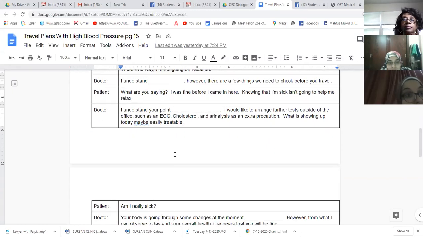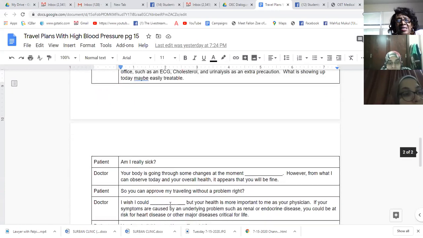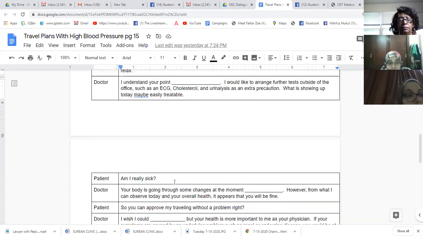Knowing that I'm sick isn't going to help me relax. I understand your point, Priscilla. I would like to arrange further tests outside the office, such as ECG, cholesterol, and urine analysis as an extra precaution. What is showing up today may be easily treatable. Am I really sick? What's an ECG? Your body is going through some changes at the moment, Priscilla. However, from what I can observe today, and your overall health, it appears that you will be fine. What's an ECG?